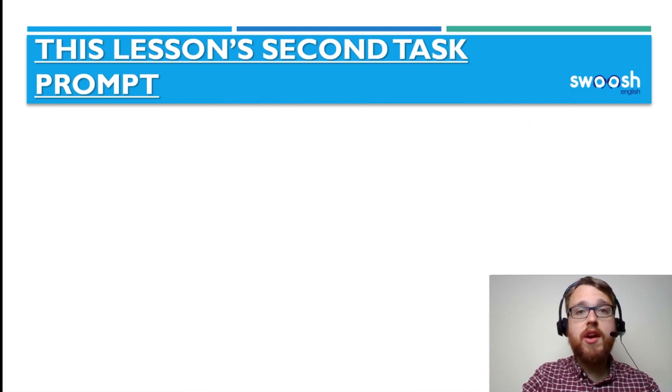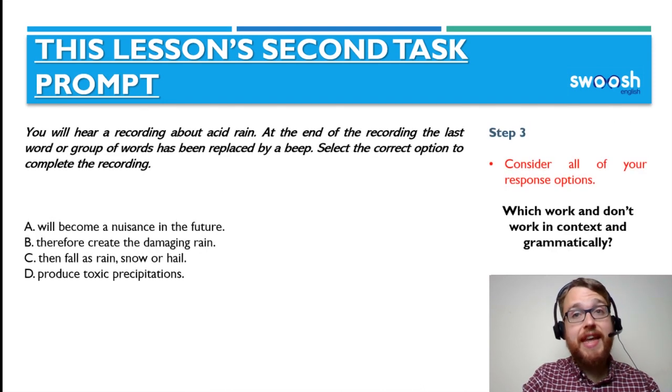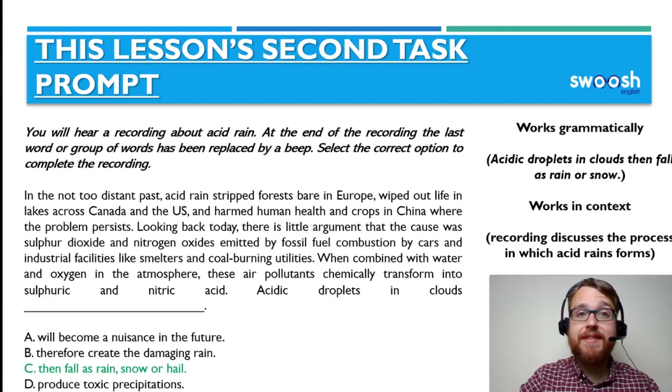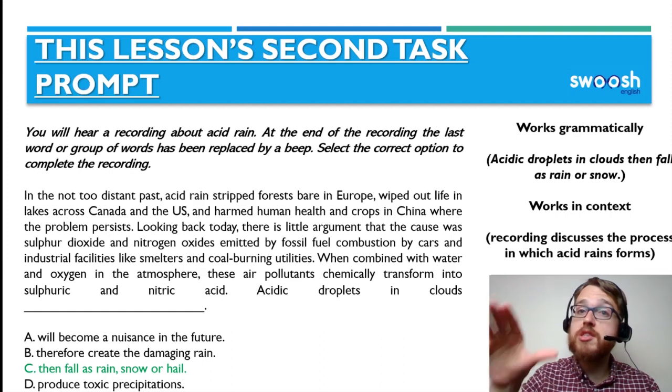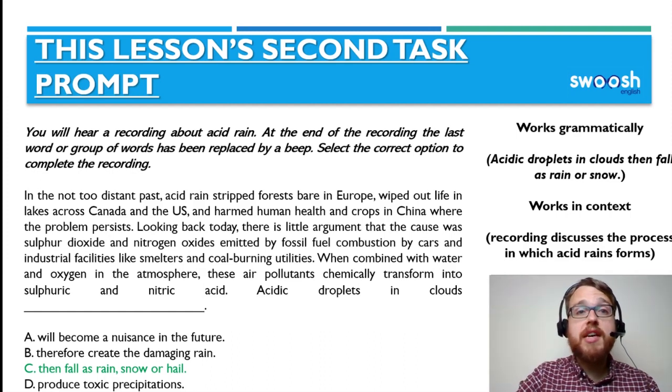All right, so our answer for this is answer C: then fall as rain, snow, or hail. Let's read that in context with the previous sentence half. Acidic droplets in clouds then fall as rain, snow, or hail.